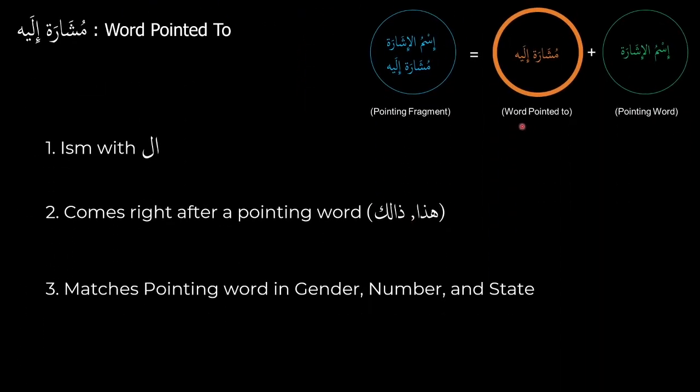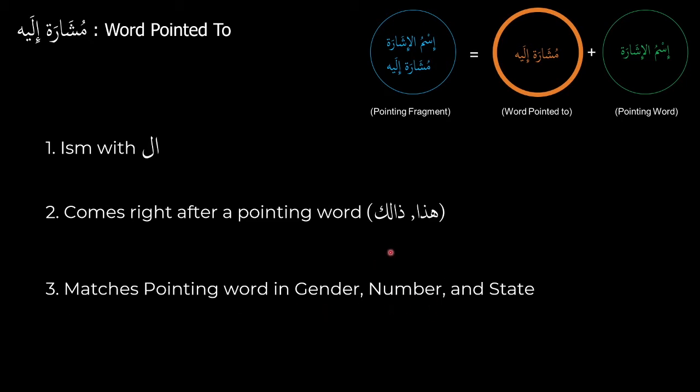So now the mushara ilay. This would be the object you're pointing to, for example, a book or a car. For the word to be a mushara ilay, it must have the following. It must be an ism with an al. It must come right after the pointing word, so right after hadha or dhalika, and it must match the pointing word in gender, number, and state.